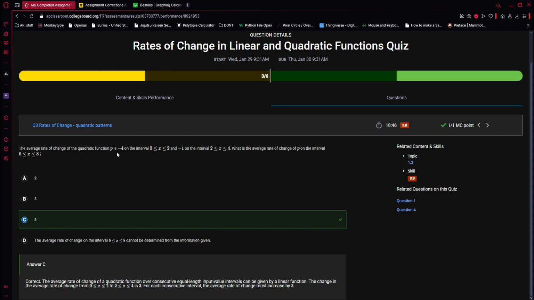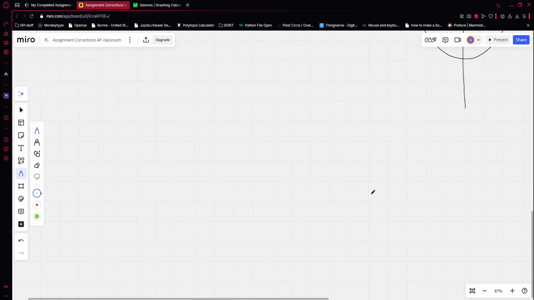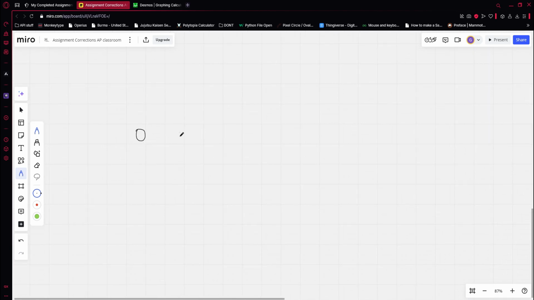Average rate of change of the quadratic function p is negative 4 on the interval 0 to 2, negative 1 on the interval 2 to 4. What is the rate of change of p on the interval 6 to 8? Now, very important to read the question, because it's easy to look at it and quickly blurt an answer, right? But what you want to do is look at it. Okay, so 0 to 2 to 4 to 6 to 8.